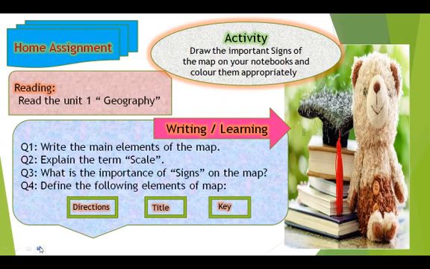The first question is: write the main elements of the map. Second is: explain the term scale. What is the importance of signs on the map? Define the following elements of the map. First is directions, second is title, and third one is key.